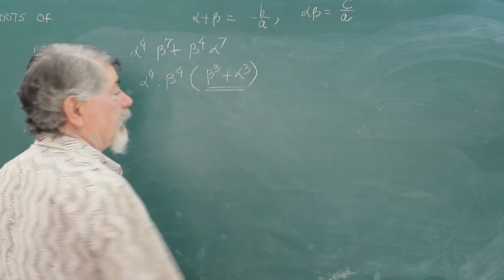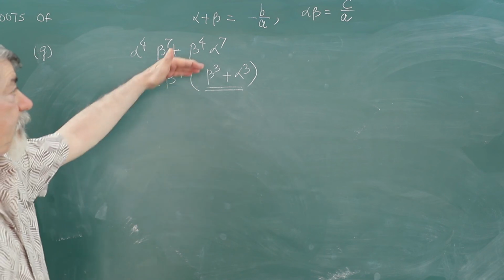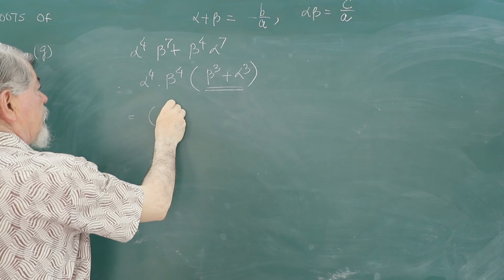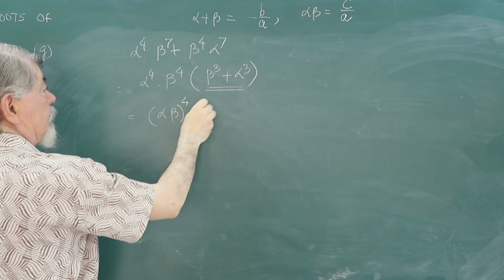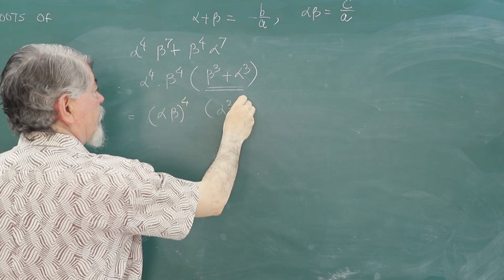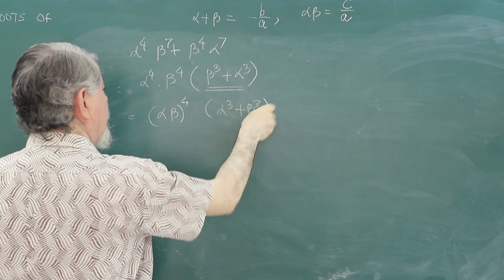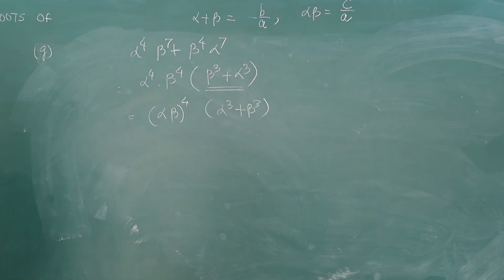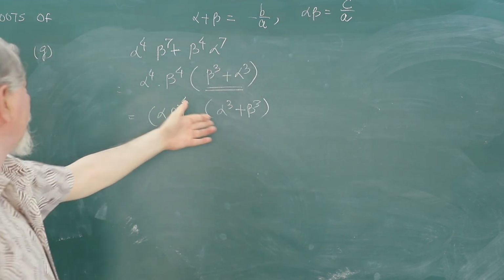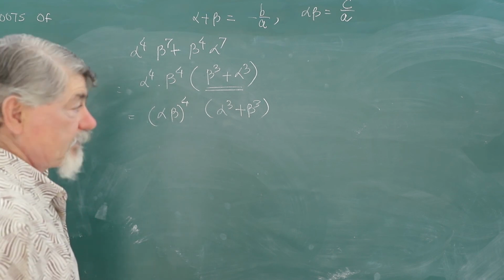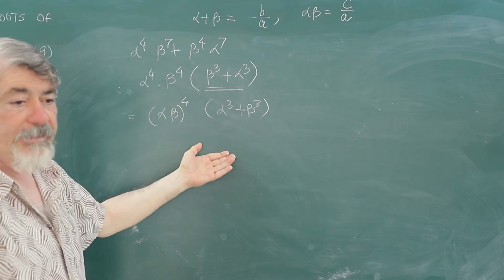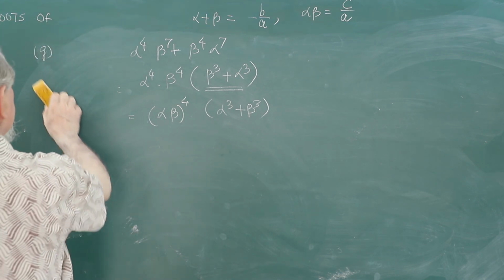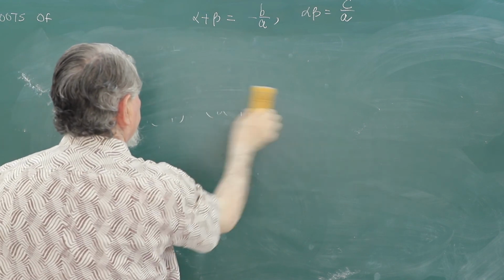This value we have already calculated, alpha cube plus beta cube. In the previous question we have calculated it; it is (alpha beta) to the power 4 times alpha cube plus beta cube, which I have already calculated as the third part. So you know the value of alpha cube plus beta cube, which we have calculated in part C. Now you can put the values and get the answer. I am not going to solve it further, you can do it yourself. Now let us see part H.